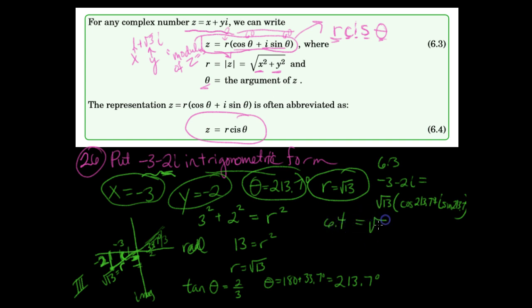So that's equivalent to the square root of 13 CIS 213.7 degrees. And remember, that means cosine of 213.7 degrees plus i sine of 213.7 degrees. Okay, so this is our number written in trigonometric form.